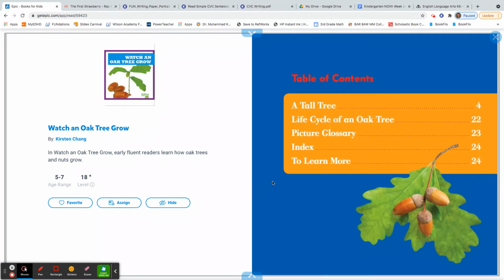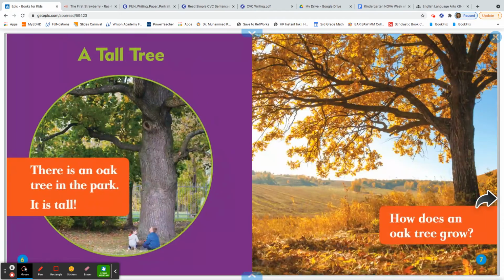I want you to look at this first page and shout out what this is. Right, the table of contents. So we know this is going to be a real nonfiction book. A tall tree. There is an oak tree in the park. It is tall. How does an oak tree grow?